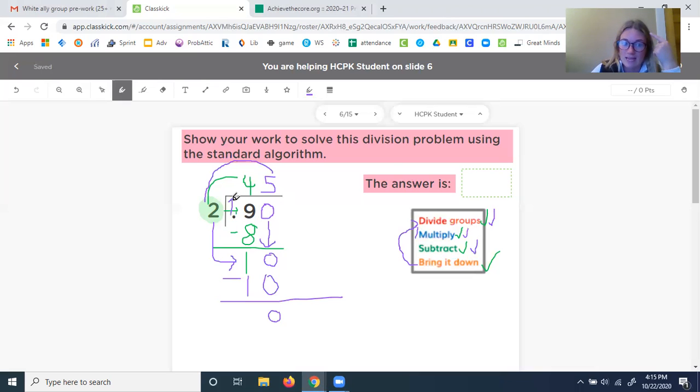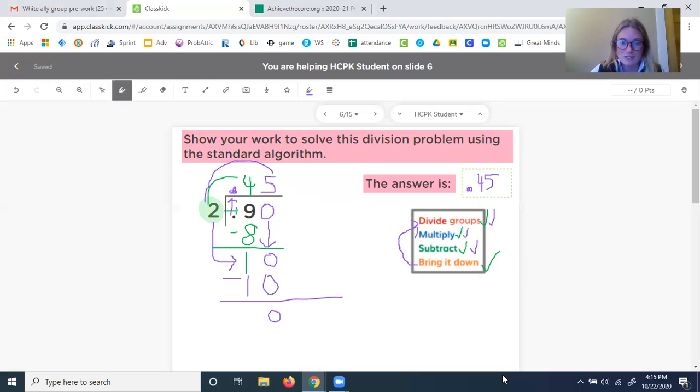So my decimal cannot move. My decimal, remember, is tattooed. It does not move. It stays in the same place. So I have 0.45 or 45 hundredths is my answer. That's my quotient. So I can put that here in my box.